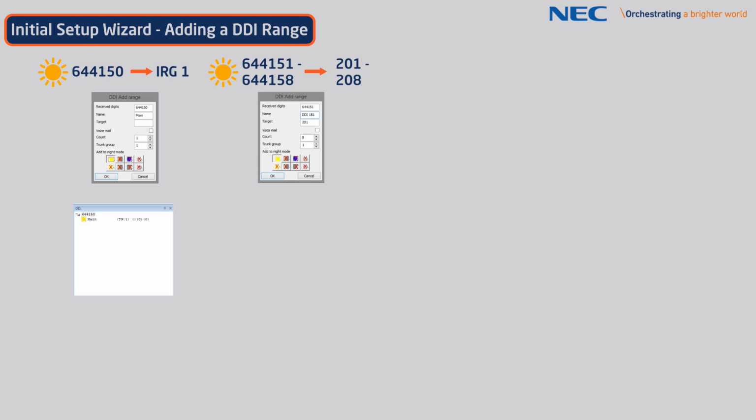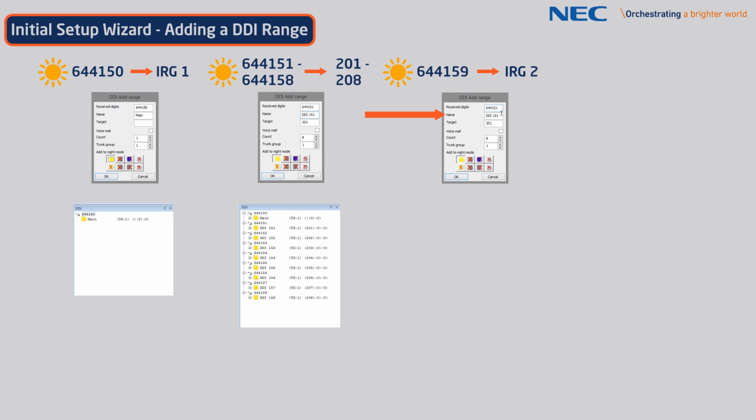This will result in this DDI routing when viewed in the DDI pane. Target 1 shows the extension number that each DDI will route to. Targets 2 and 3 are not set. Click the Add Range button again. For DDI 644159, we will give it a name of sales.